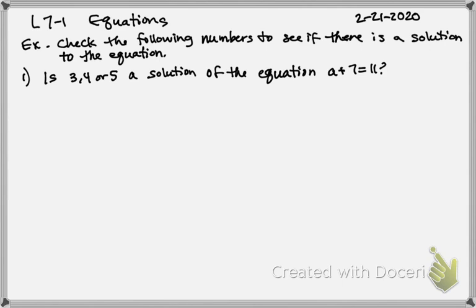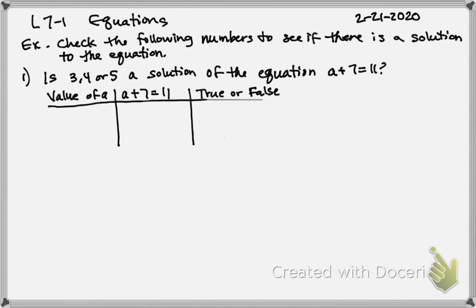So what we can do is do a chart for this problem. The value of A, we're going to do our work column here, A plus 7 equals 11. We're going to test it. And then you can say, is it true or false? True would be a solution, false would not be. And we are going to test the numbers 3, 4, and 5.